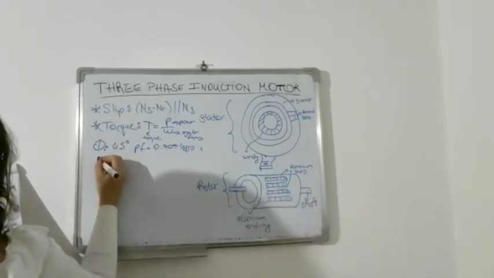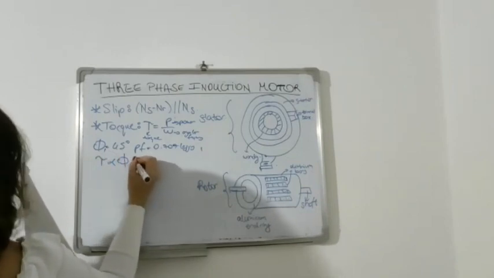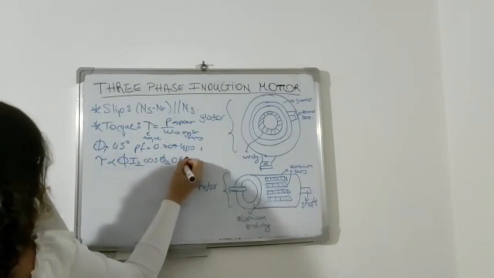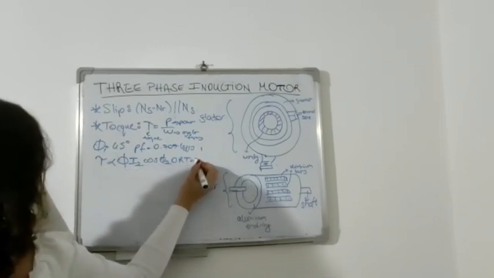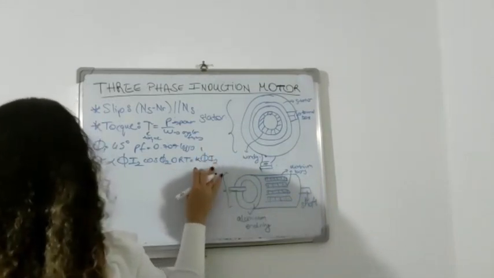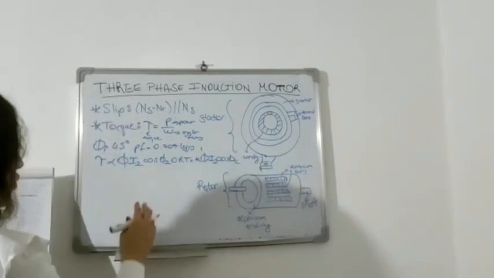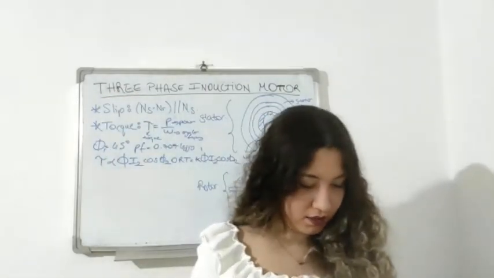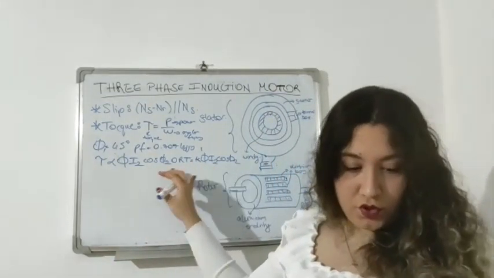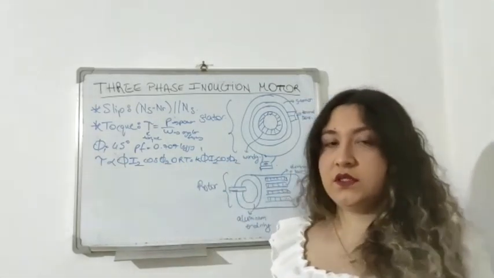And just here I can write this one: I2 cos φ2, which is just here K, I2 and cos φ2. This is proportional to the flux per stator pole, the rotor current, and the power factor at the rotor. You can see this formula too in the induction motor.